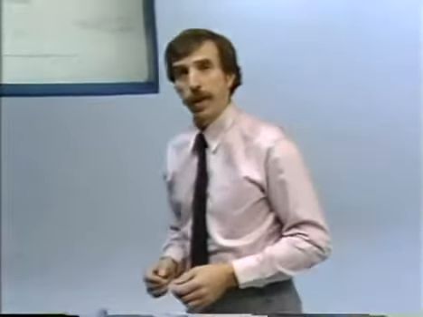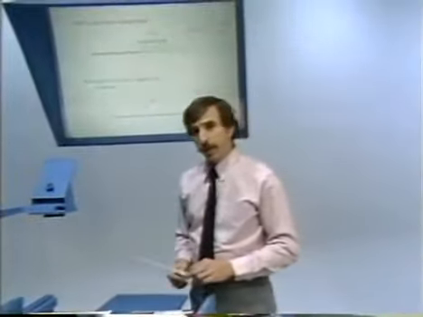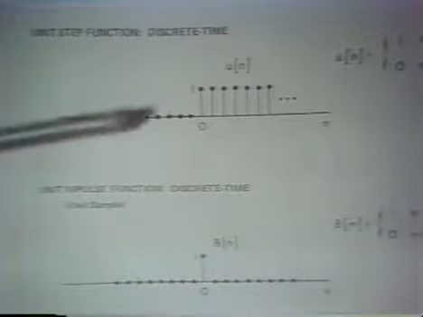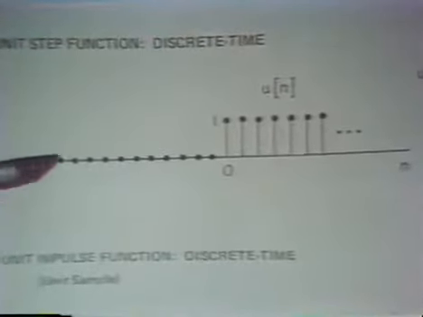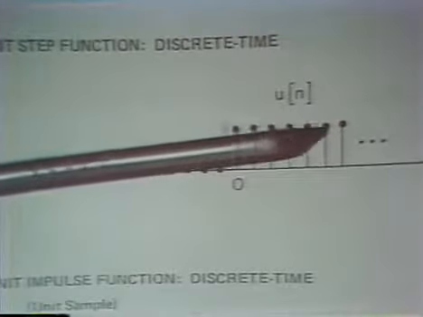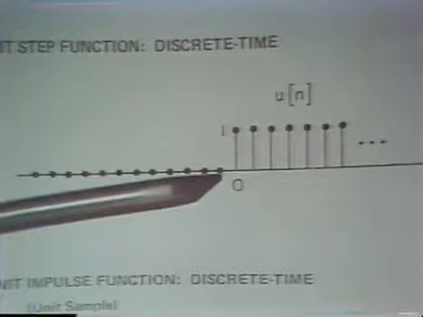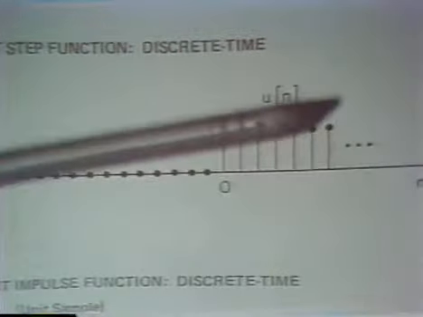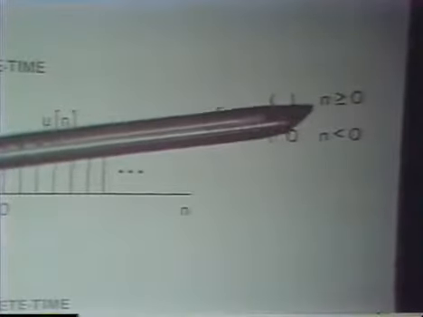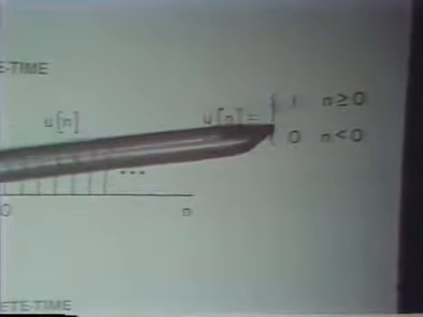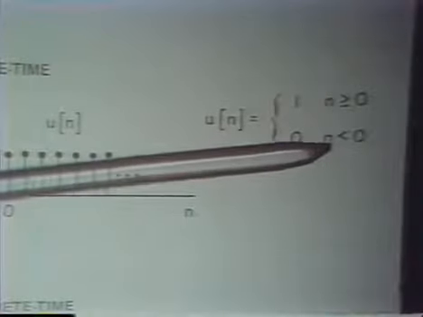Let's begin with discrete time and the discrete time unit step and unit impulse. The discrete time unit step is a sequence, as I've indicated here, which is 0 for negative values of its argument and equal to 1 for positive values of its argument. So mathematically, the unit step sequence is 1 for n greater than or equal to 0 and 0 for n less than 0.